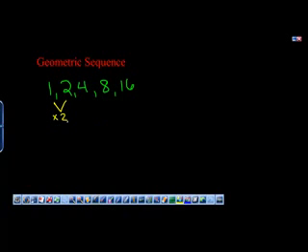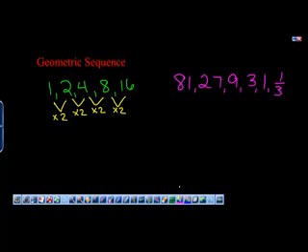We must multiply it by 2. Checking the rest of the sequence, 2 times 2 is 4, 4 times 2 is 8, and 8 times 2 is 16. Here's another sequence. This is also a geometric sequence. So what number does it appear we can multiply or divide by to move from one term to the next?